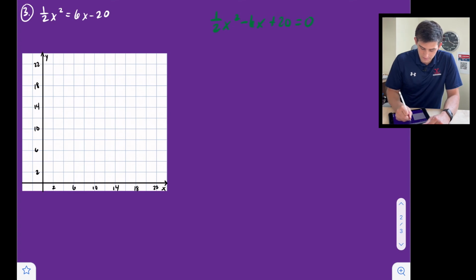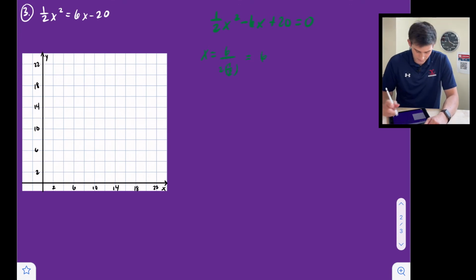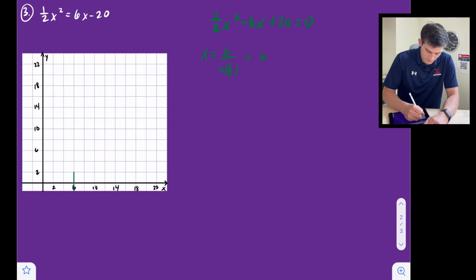And let's go ahead and find our axis of symmetry. So opposite of b over 2a. And we get 6 divided by 1, which is just 6. So our axis of symmetry, we can plot that right there. And now let's plug in 6 into our equation for x and see what we get. So this would be 36, half of 36 is 18, 18 minus 36 plus 20. So this would be negative 18 plus 20, which is 4. So we get (6, 4). And that puts us right there.